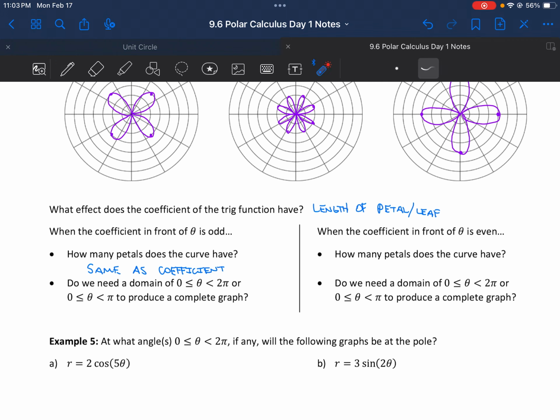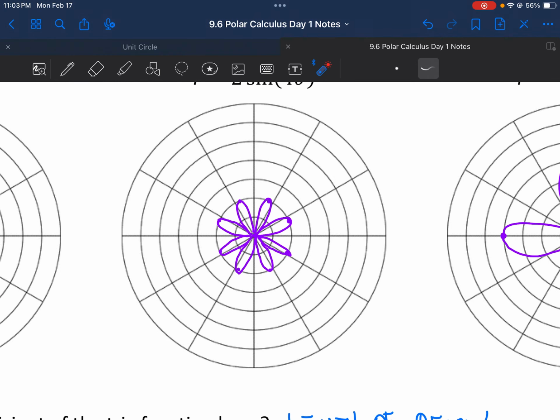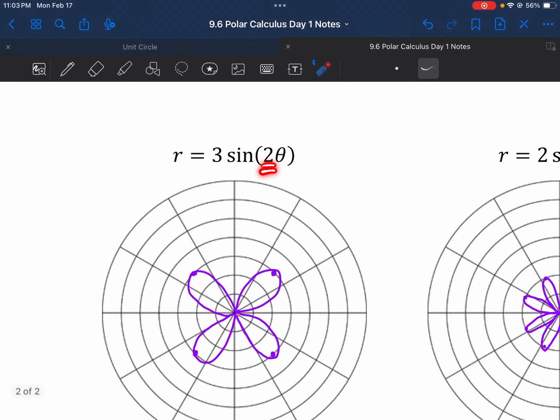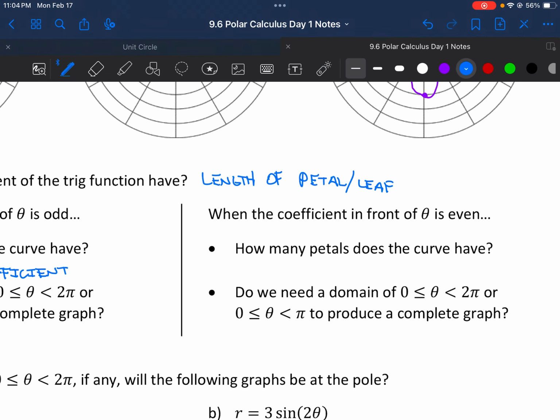However, when the number in front of theta is even, so say this was right here a 4 theta, notice that instead of 4 petals, it creates 8 petals. 1, 2, 3, 4, 5, 6, 7, 8. Okay? When this number in front of theta was 2, it creates 1, 2, 3, 4. So when the number in front of theta is even, you get double that coefficient number of petals.